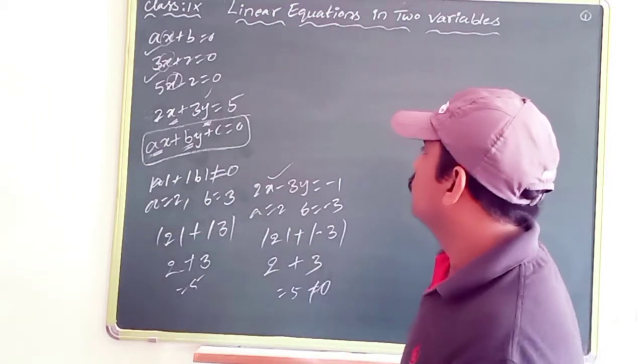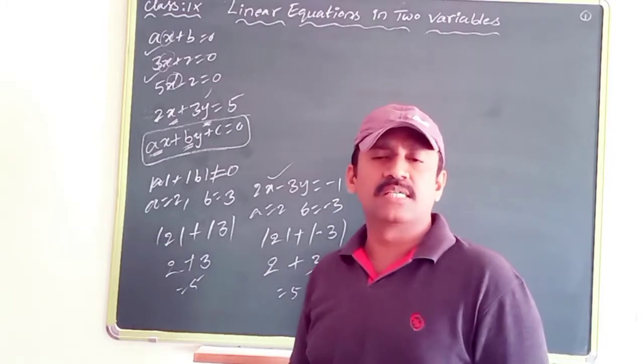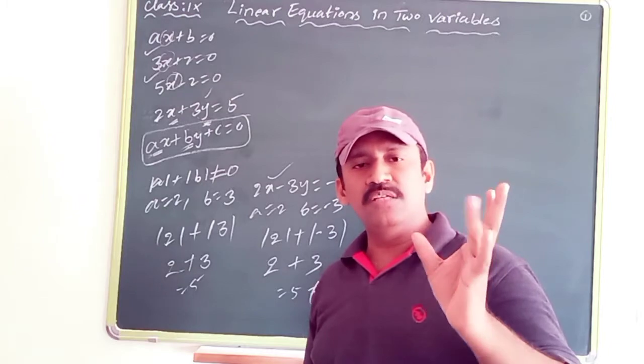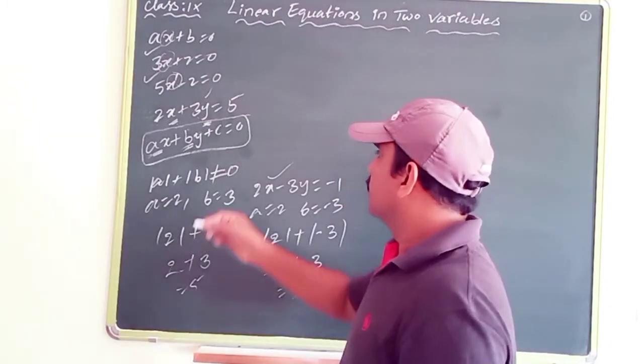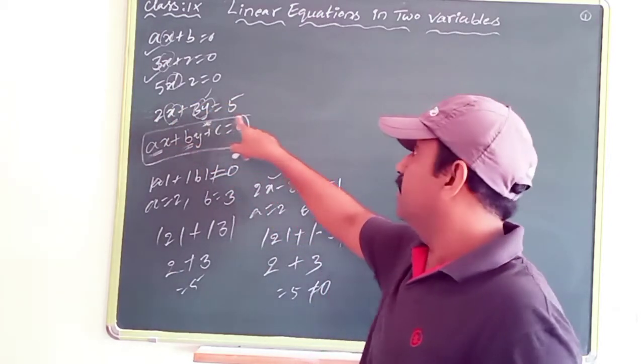So this is about the linear equation, children. Now, the next word we are going to discuss is solution, or roots, or zeros. Solutions, roots or zeros, we can say here. So what is the meaning of solution here? Can you tell me any two numbers which satisfy this condition, 2x plus 3y equal to 5?